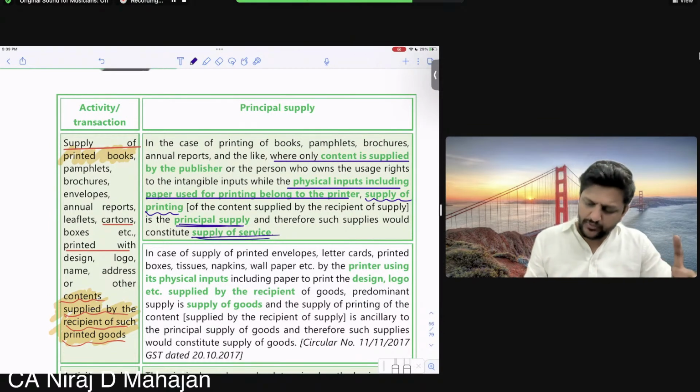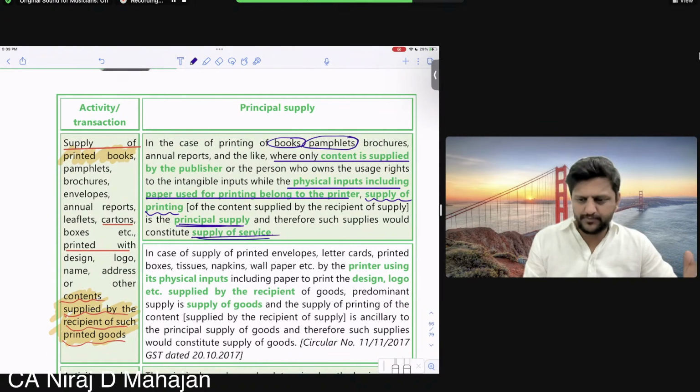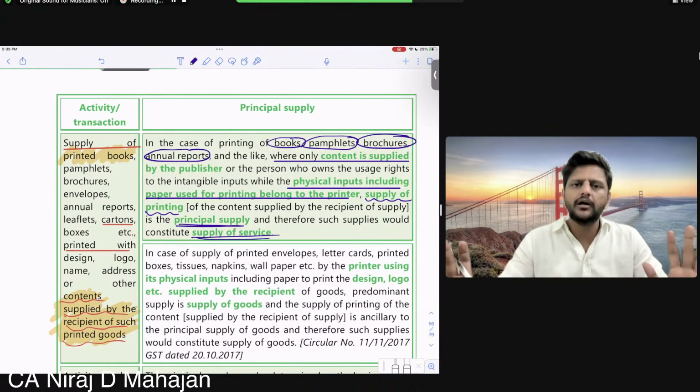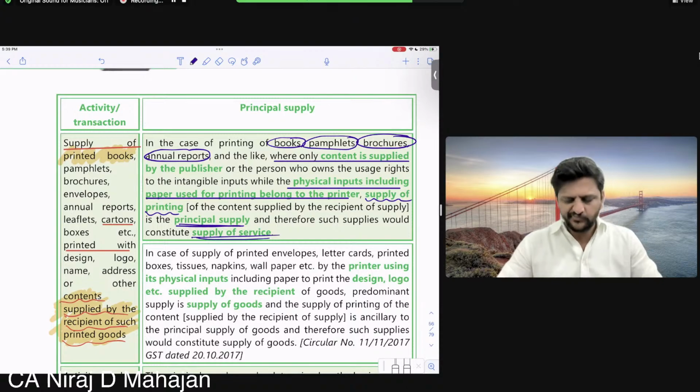Okay, check here. Check which examples, which goods they have taken. Books, pamphlets, brochures, annual reports, company and the like. Mainly, children, readable material. Yes? Clear till here? And the content only is provided by the owner of the content. Clear? I mean the printer, whatever he gives back to you, the book, will be treated as supply of printing services. Clear? Supply of printing services. That is the principal supply. Understood?